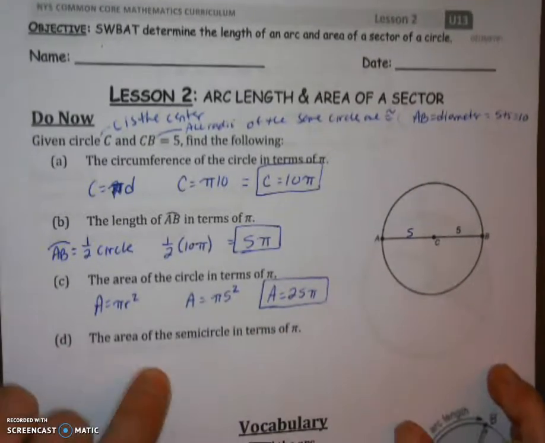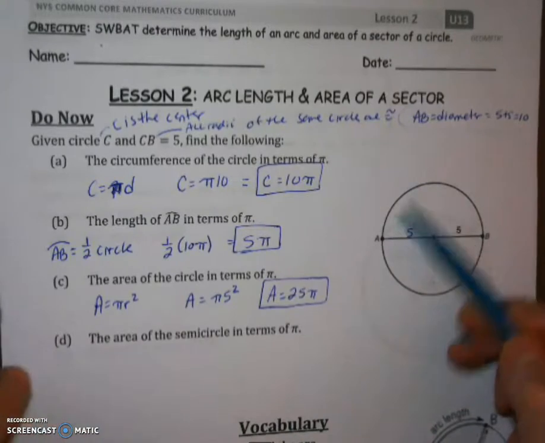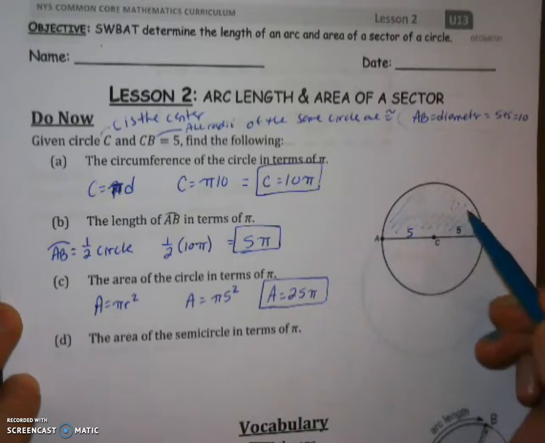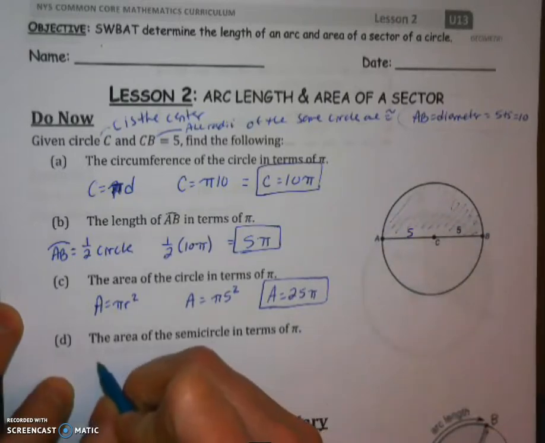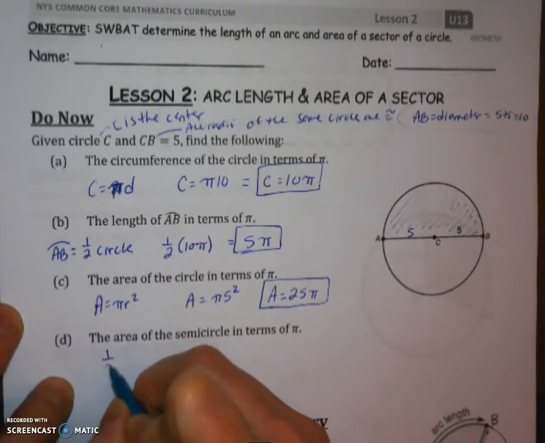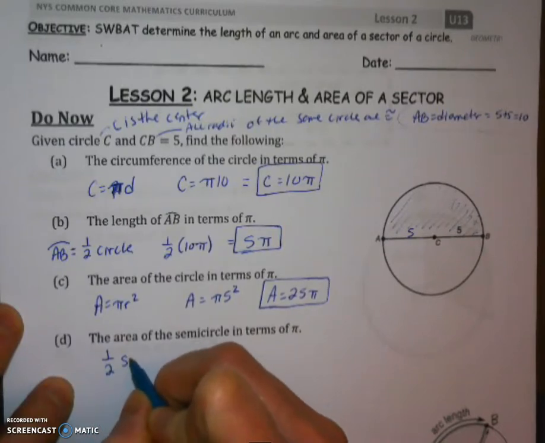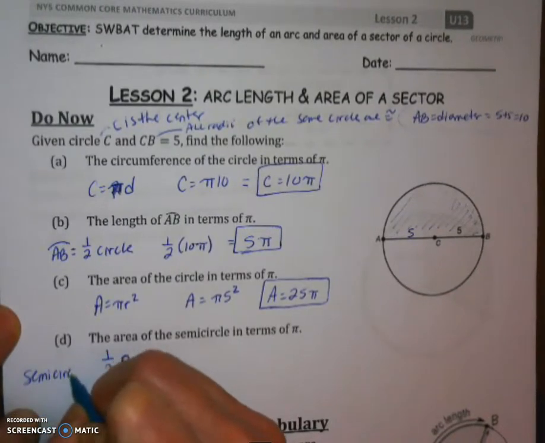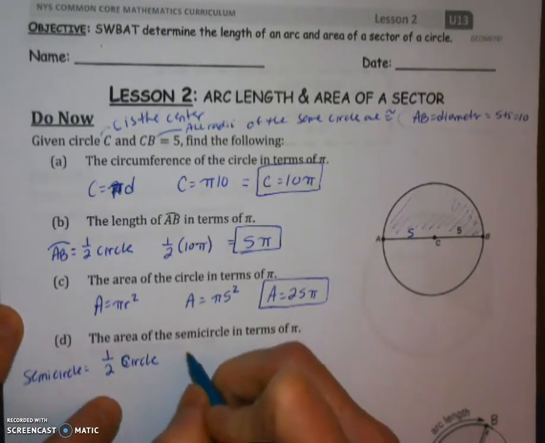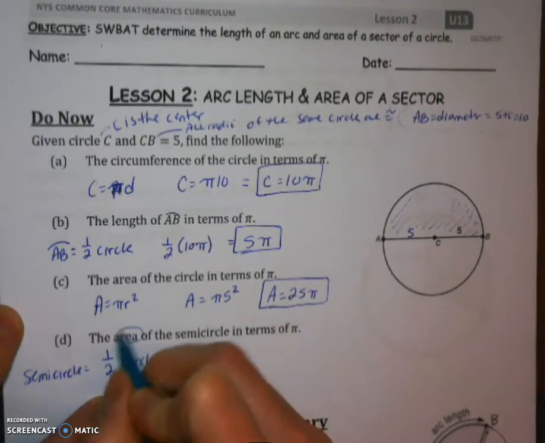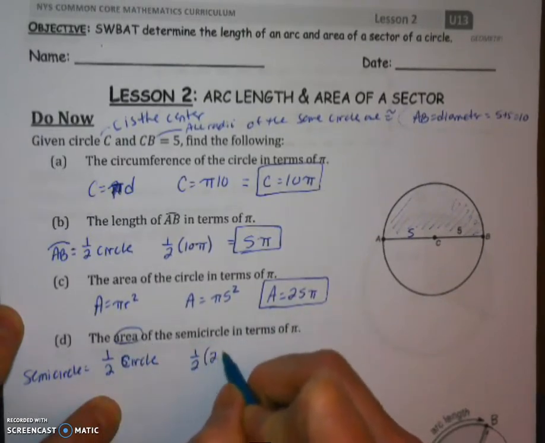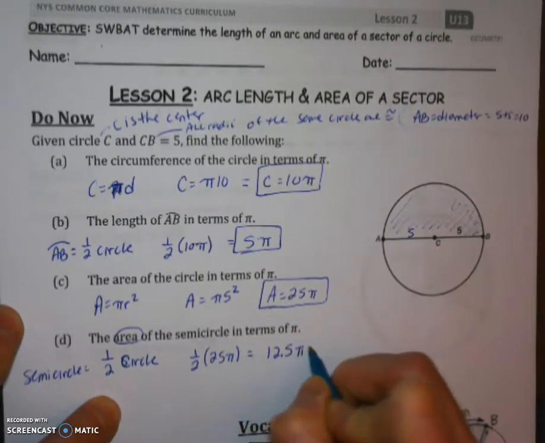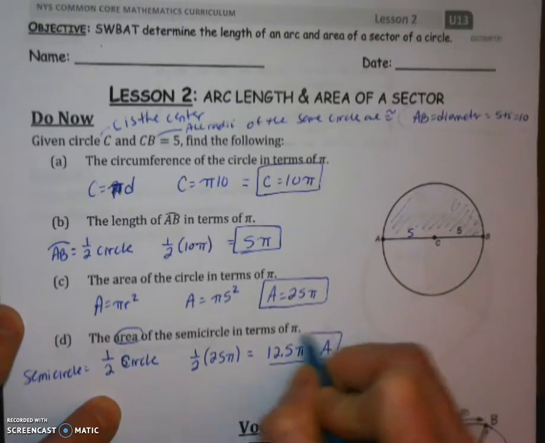Now it says find the area of the semicircle in terms of pi. So it's like the area rug, right? We're going to find the area of this piece here, the semicircle. So the area of the semicircle is going to be, once again, half of the circle. A semicircle means half of the circle. So now we're going to take 1/2 of the area. So 1/2 of 25 times pi is equal to 12.5 pi, and that's the area of the semicircle.